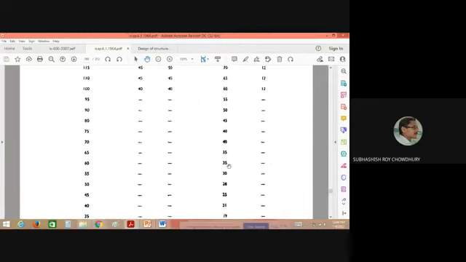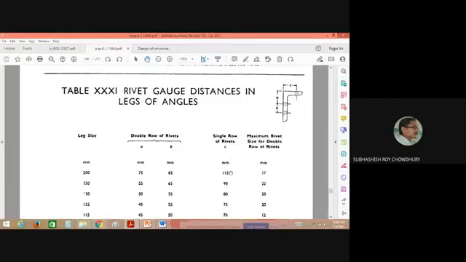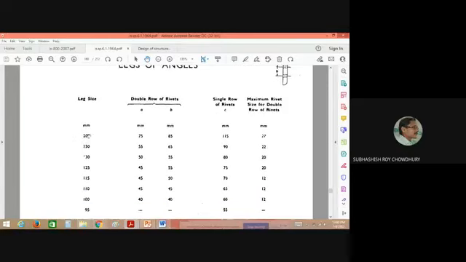This is the location of the row of rivet or bolt measured from this corner. But if two rows or two bolts are there, then the first distance is A and the second distance is B, and that A and B are given for the sum of the leg sizes.